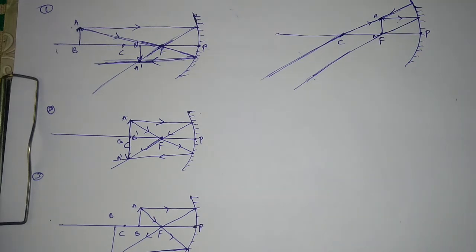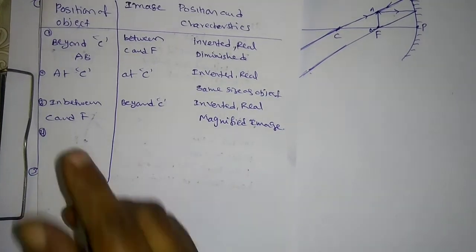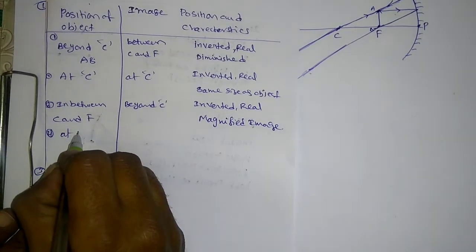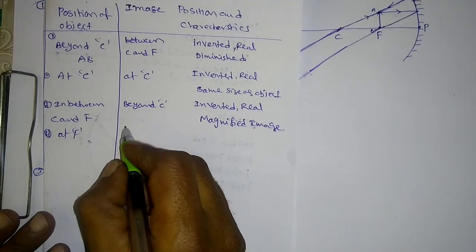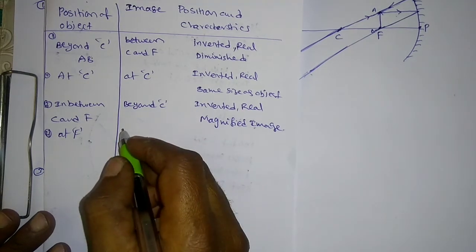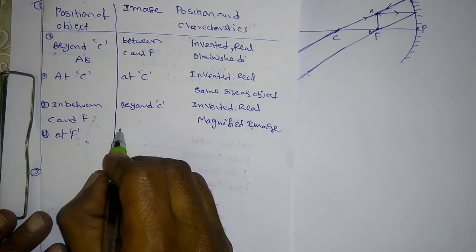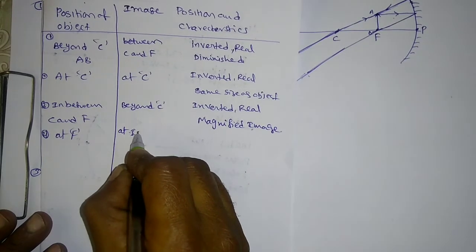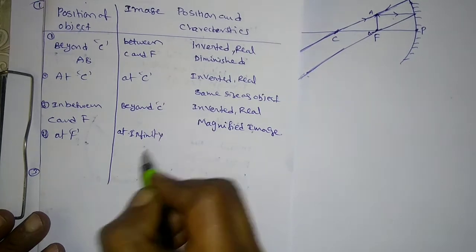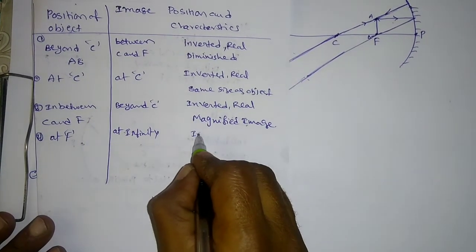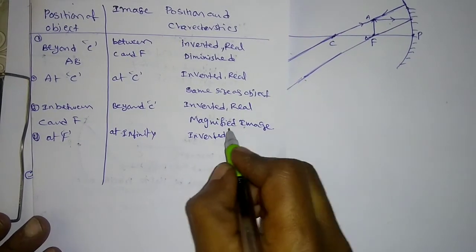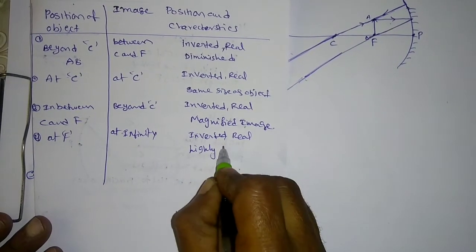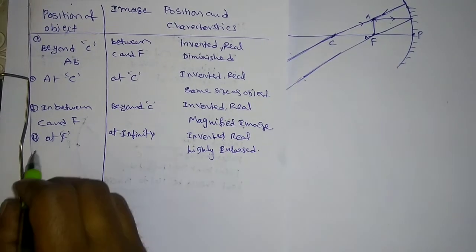If they meet, we can observe a highly enlarged image. Okay, that means condition number four. The object is at F. So how will the image be formed? Here parallel rays never meet, but we can say that the observed image will be at infinity. So the image will be formed at infinity. What are the characteristics of this? As usual, inverted. Inverted means real only. Here a highly enlarged image will be observed. So this is the fourth condition.